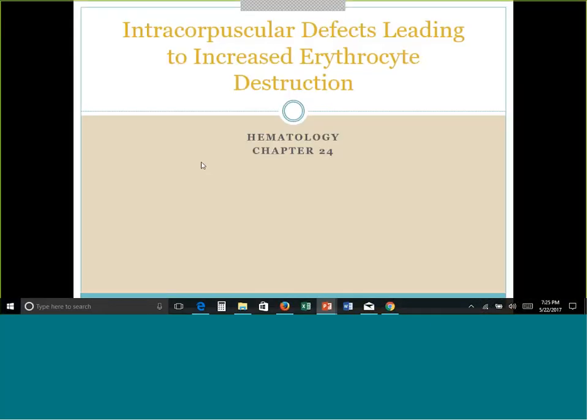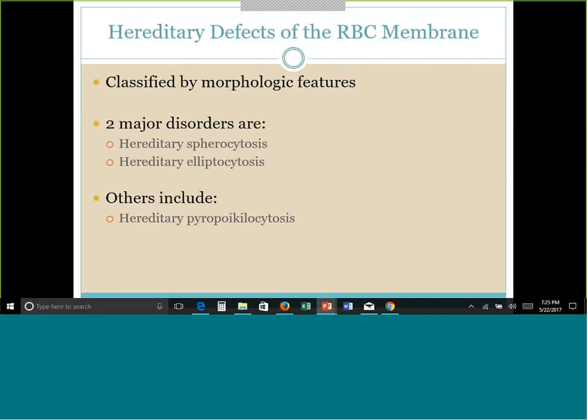All right, so chapter 24, quite the title, Intracorpuscular Defects Leading to Increased Erythrocyte Destruction. So let's break this down. Intracorpuscular defects. This means that something inside the red cell is defective, which leads to hemolysis. So all of the disorders in this chapter are going to be a red cell defect, and it results in hemolysis. So we're going to start first with those defects of the red cell membrane.